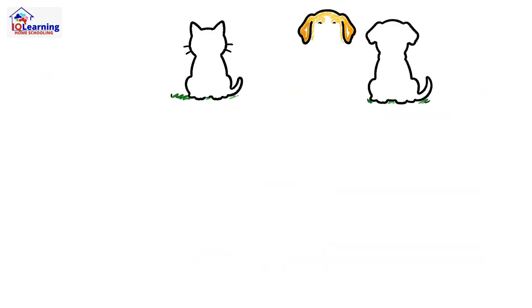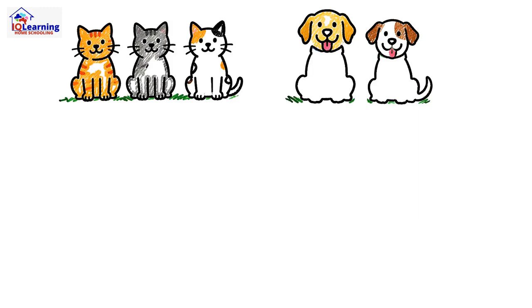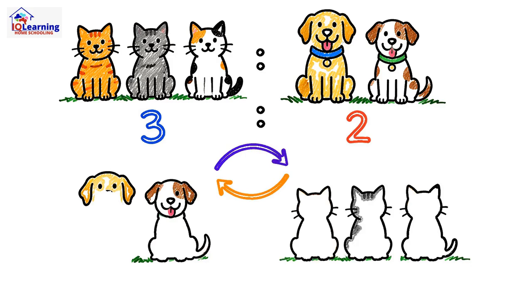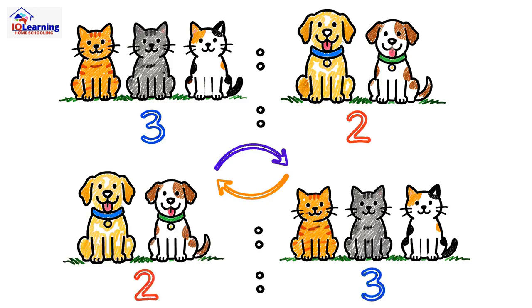If you have 3 cats and 2 dogs, the ratio of cats to dogs is 3 to 2. But here's the first critical rule. Order matters. If the question asks for the ratio of dogs to cats, you must flip it to 2 to 3. The numbers must always match the order of the words.